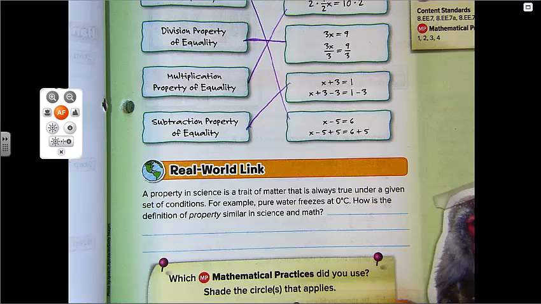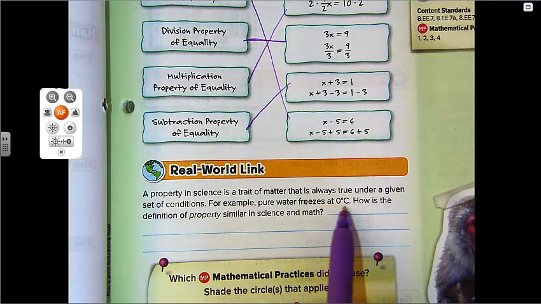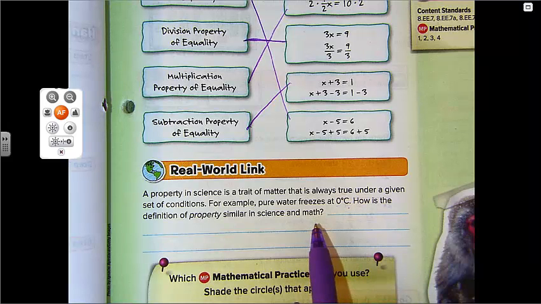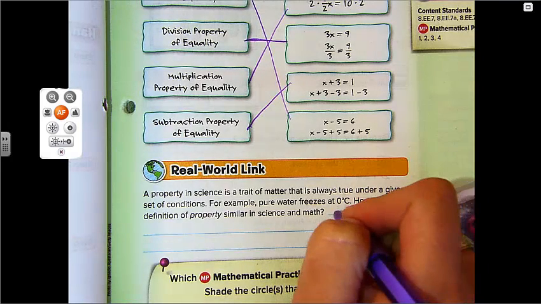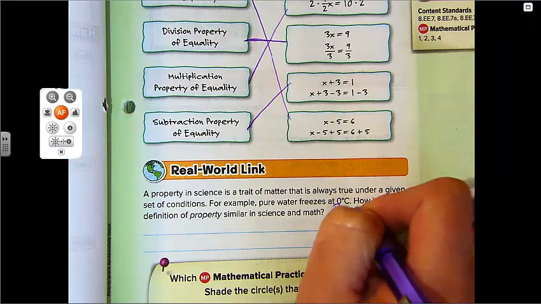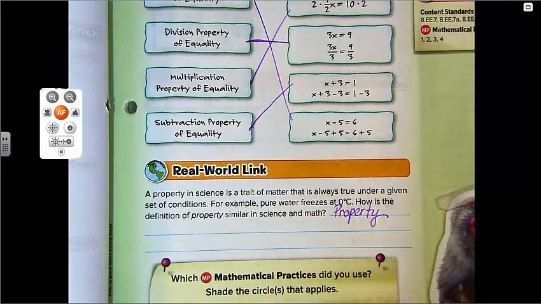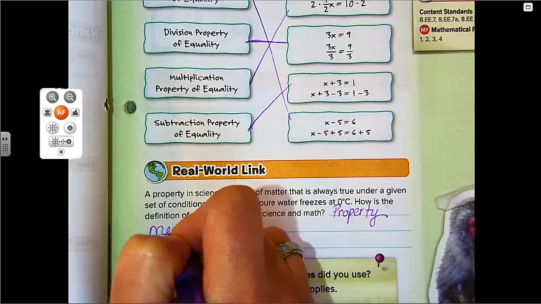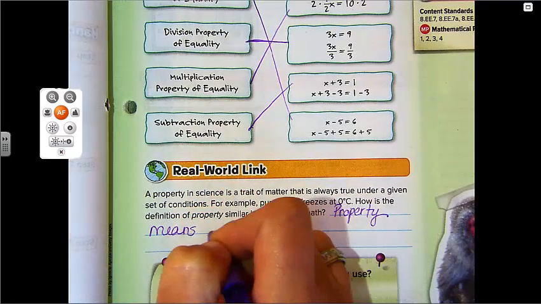If I think about water, water freezes at 32 degrees Fahrenheit or 0 degrees Celsius. That never changes. Water is always going to freeze at that temperature. So how is the definition of property similar in math and science? The property means it never changes. It is always going to be true.